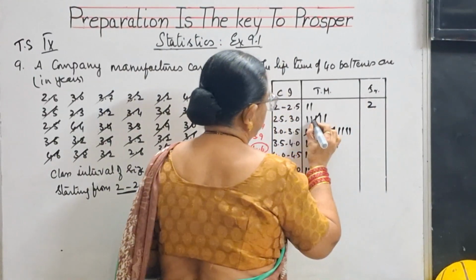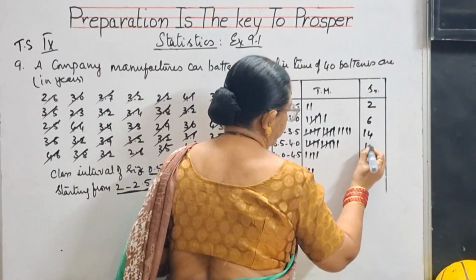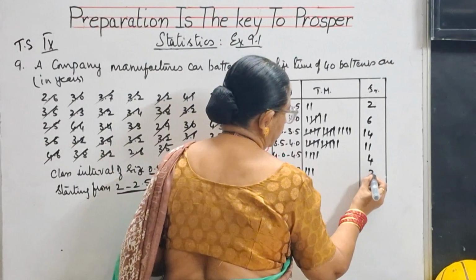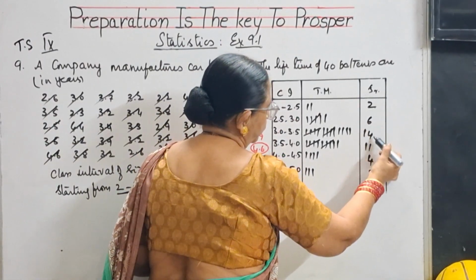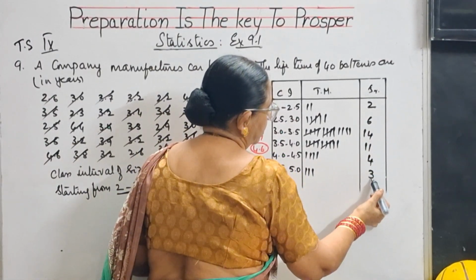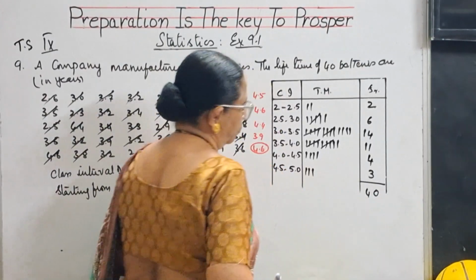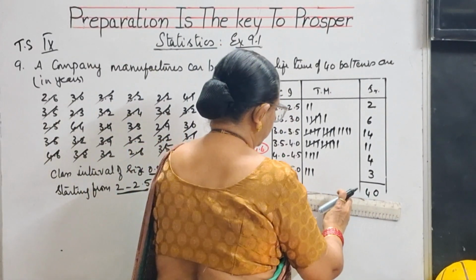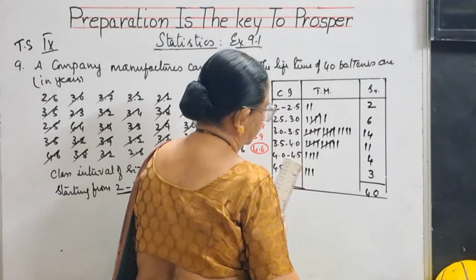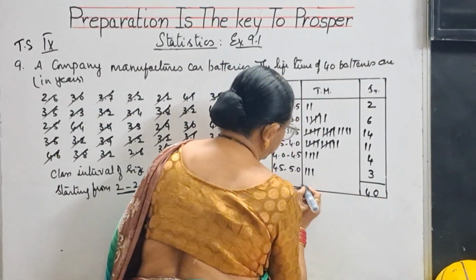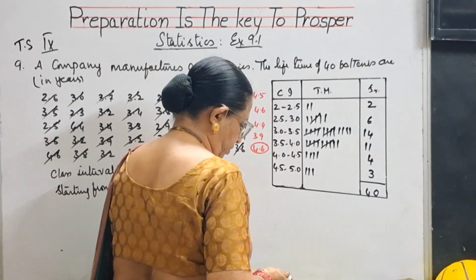So 2 here, 5 plus 1, 6, 5, 5, 10, 14, 10, 11, 4 here and 3 here. So total, how many do you need to get? We need to get 40 batteries. See children, 6, 10, 12, 13, 17, 3, 20, 40. So you have got a total of 40. So your table is right. This is the way in which you have to prepare the frequency distribution table, children. This is the frequency distribution table. So I hope I am clear, children.